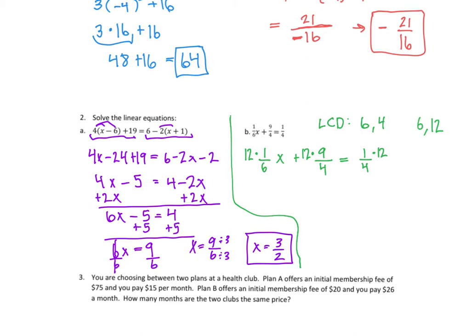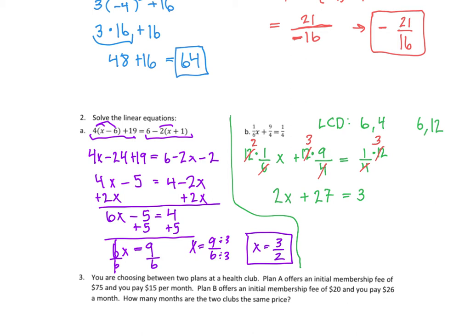Now from there, we just reduce the fractions. So 6 goes into 12 2 times, 4 goes into 12 3 times, and 4 goes into 12 3 times. What that does is it actually cancels out any denominators. So then we end up with just 2 times x is 2x, 3 times 9 is 27, 1 times 3 is 3.